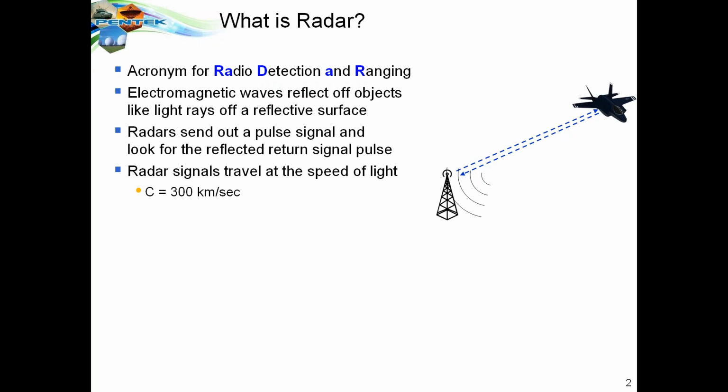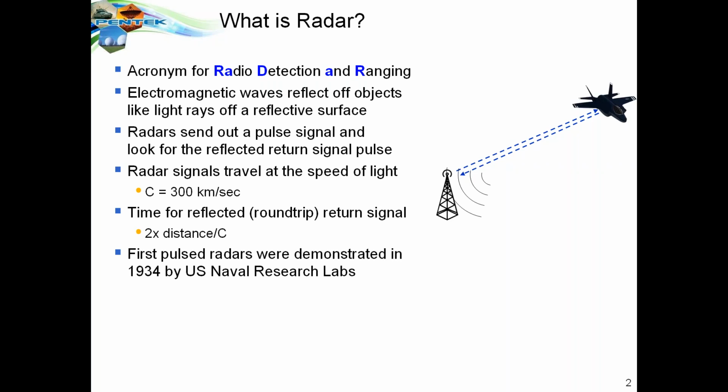And you probably also know that radar signals, because they're electromagnetic signals, travel at the speed of light, or 300 kilometers per second. The time it takes for a reflected signal to return back to the antenna is twice the distance divided by the speed of light.